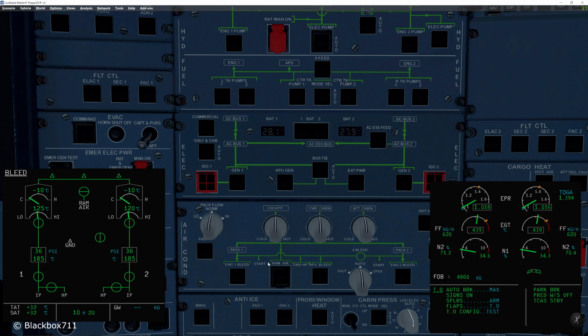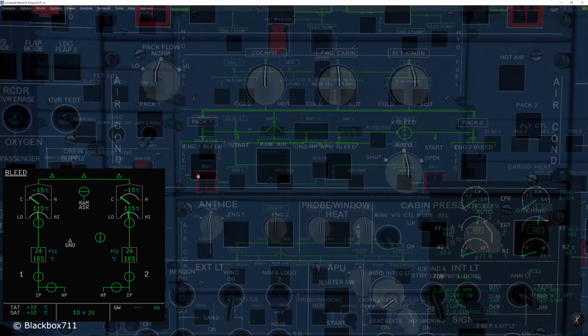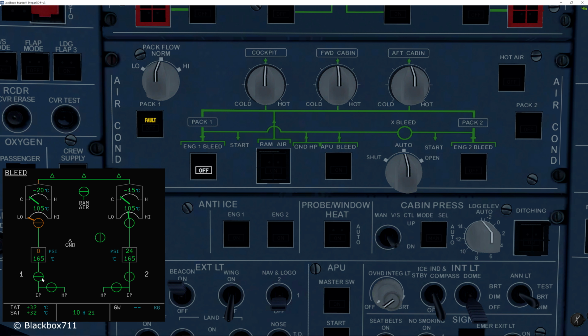Alright, so let's now switch off one of the engine bleed supply switches. And I'm going to switch off the engine 1 bleed switch. And you can see immediately that the engine bleed valve closes and also the high pressure valve closes as well. And since there is no bleed air now going to the PACK system of the left side, the PACK control valve will also close automatically.